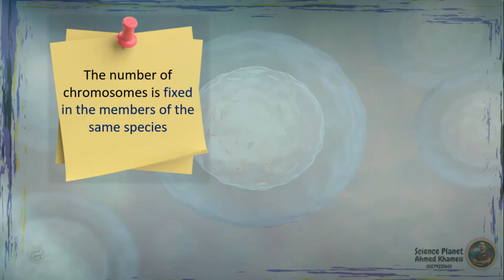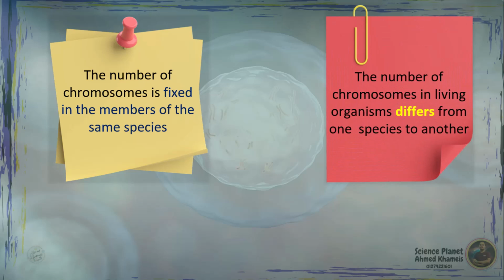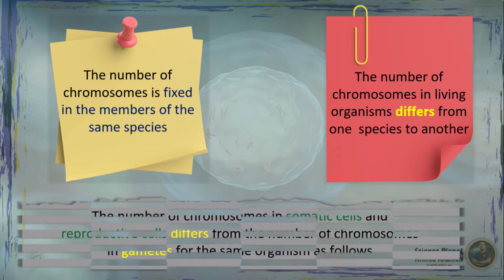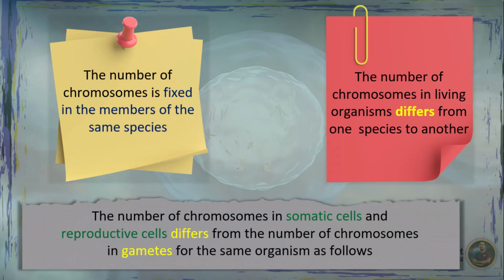And the number of chromosomes is fixed within the same species. So each species has a specific number of chromosomes. For example, all humans have 46 chromosomes. And the number of chromosomes differs from one living species to another living species. So each species has a defined number of chromosomes. And the number of chromosomes in somatic cells, the body cells, differs from the number of chromosomes in gametes.